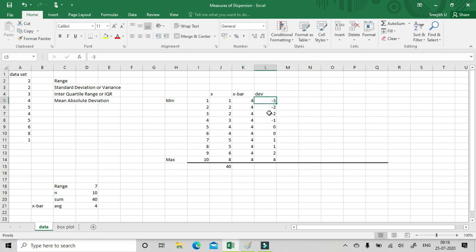Minus 3 plus minus 2 is minus 5. Minus 5 plus minus 2 is minus 7. Minus 7 minus 1 is minus 8. Minus 8 plus 1 is minus 7. Minus 7 plus 1 is minus 6. Minus 6 plus 2 is minus 4. Minus 4 plus 4 is 0. So now if you try to simply sum up the deviation, it actually becomes 0, right?